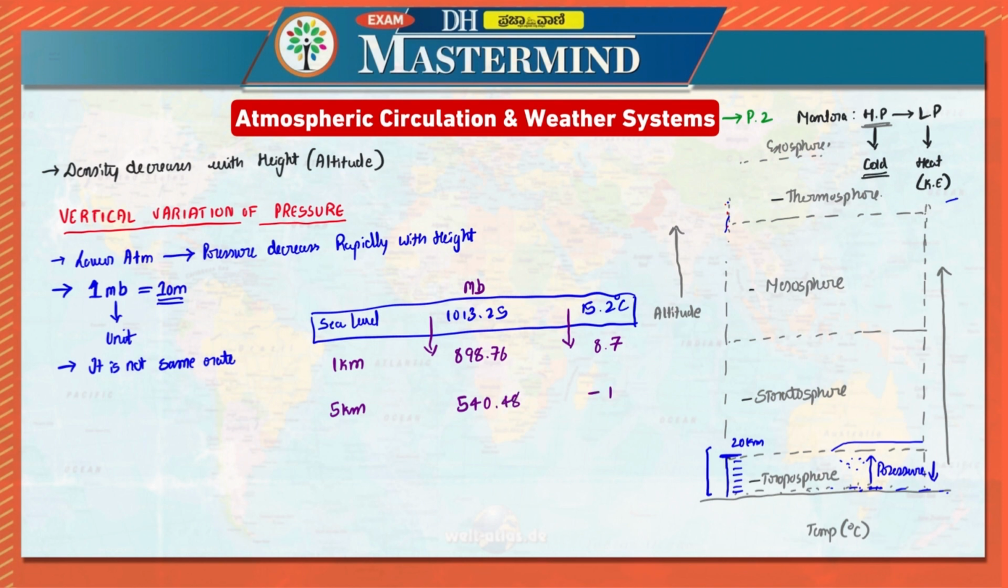If you go up to 5 kilometers, then it becomes 540.48. Then the temperature is minus 17.3. Again there is a decrease in temperature. There is a decrease in pressure also.